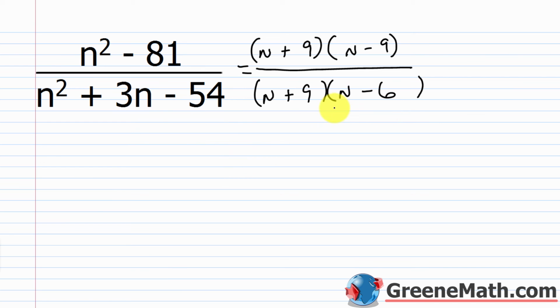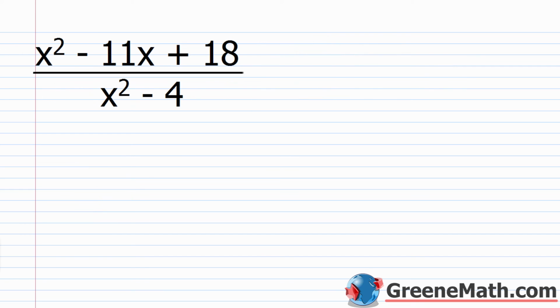The product is going to be negative 54. And then I see that this would cancel with this, right? Again, these are factors. Those factors are canceling. And so what I'm left with is n minus 9 over n minus 6. All right, let's take a look at another one.